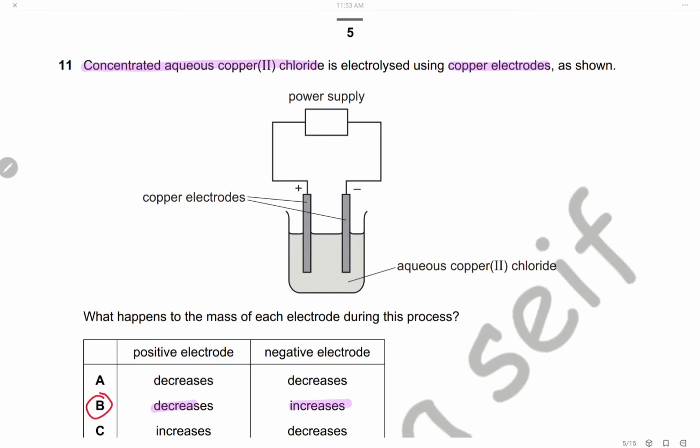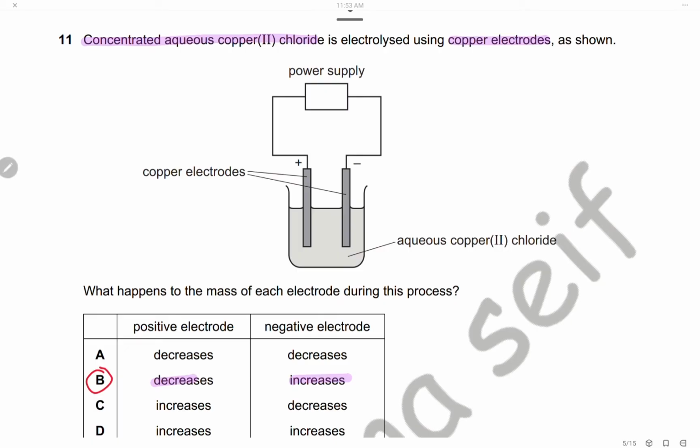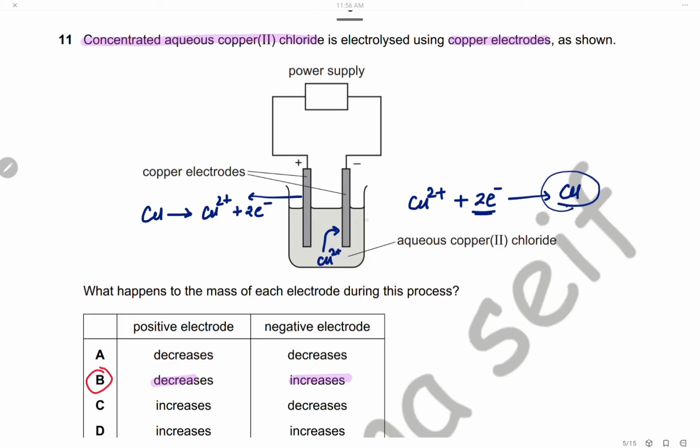Question 11. Concentrated aqueous copper chloride is electrolyzed using copper electrodes. Here the electrodes are not inert, electrodes are made of copper. So what happens to the mass of each electrode during this process? Here we have concentrated aqueous copper chloride. So at the cathode, copper ions from solution can gain 2 electrons and convert into copper metal, and this of course will increase the mass of the negative electrode, so we will choose increase.